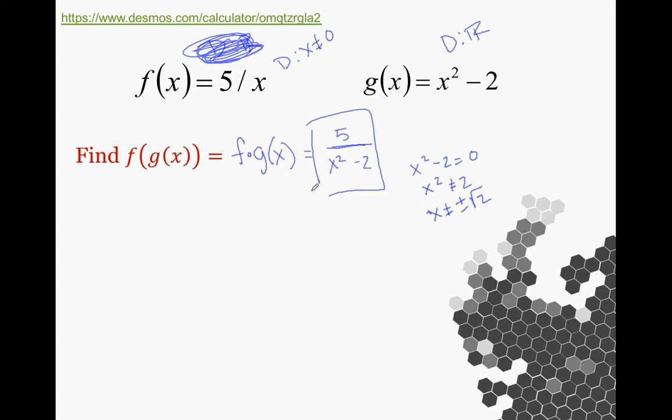So if you want to write that in interval notation, I'm going to end up with negative infinity to negative root 2, negative root 2 to positive root 2, and then root 2 to infinity, if you really want to do that. You can say all real numbers but these as well.